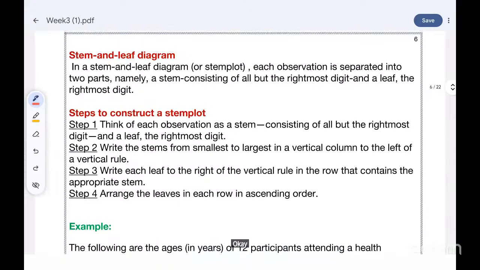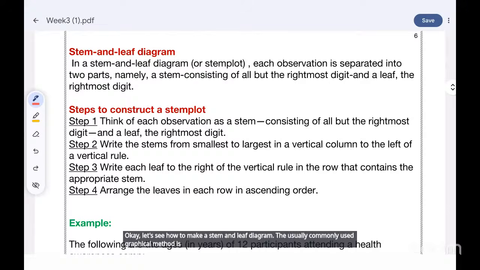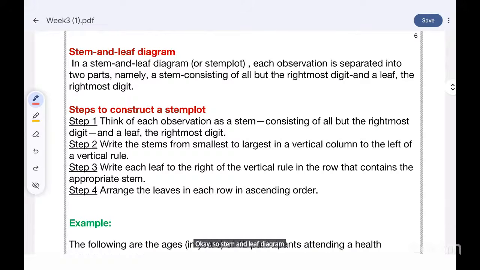Okay. So the next thing is another graphical representation which is called a stem and leaf diagram. Let's see how to make a stem and leaf diagram. The commonly used graphical method is the histogram. Stem and leaf diagrams, these days at least to my knowledge, are used in courses like this. Stem and leaf diagram is not used by many people, unless they want to know what values belong to a class. You will understand now.